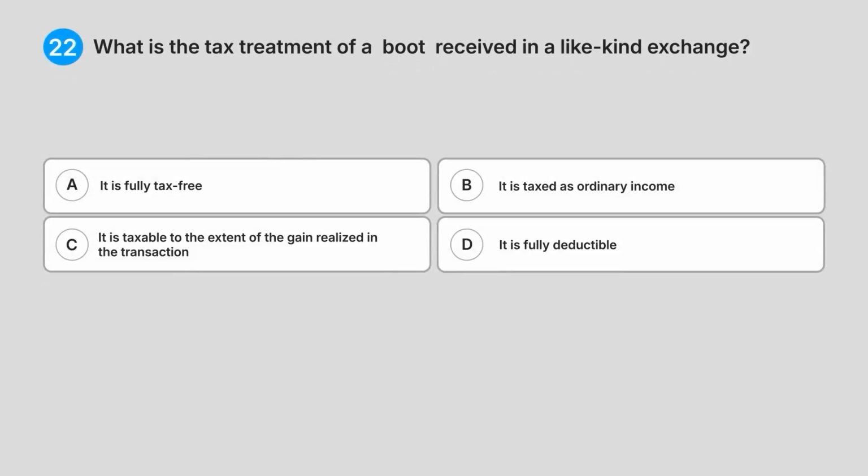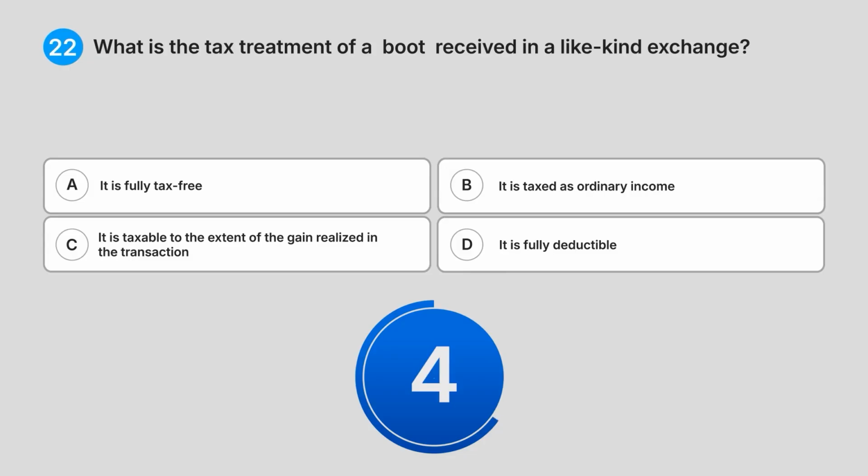22. What is the tax treatment of a boot received in a like-kind exchange? A. It is fully tax-free. B. It is taxed as ordinary income. C. It is taxable to the extent of the gain realised in the transaction. D. It is fully deductible. What do you think is the answer?